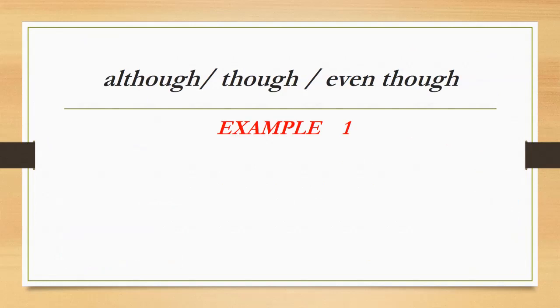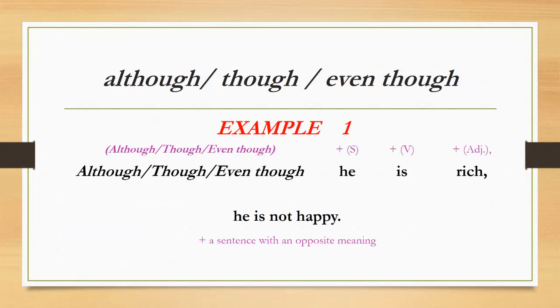Example 1. He is a subject. Is a verb. Rich is an adjective. He is not happy is a sentence with an opposite meaning. Although, though, even though, he is rich, comma, he is not happy.